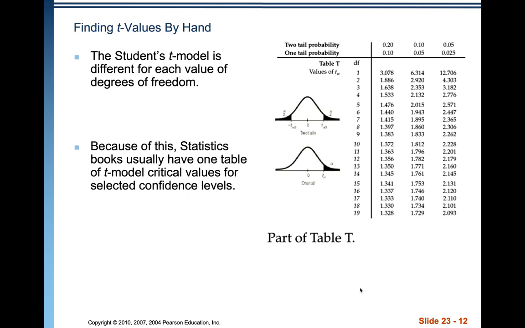Okay, you can find T values by hand. You just have to have an appropriate table. The model is different for each value of degrees of freedom. Because of this, statistics books usually have one table of T-model critical values for selected confidence levels.